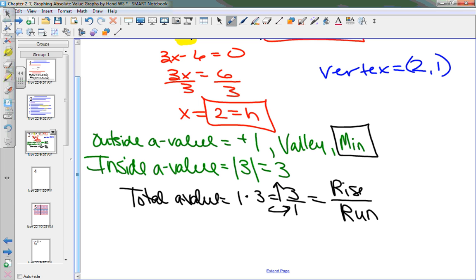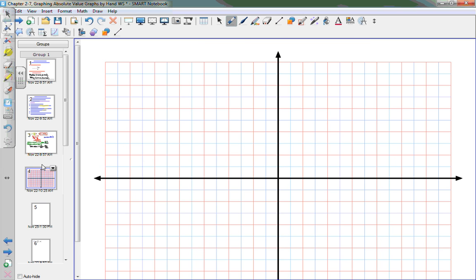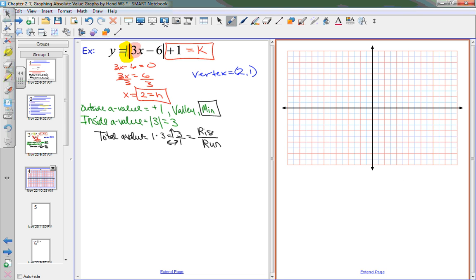Go left and right. So I'm going to come over here to my lovely little graph, and I'm going to graph this. And what point do I start off graphing? I'm going to graph point 2, 1. There's 2, there's the point 1. Is that a min or a max? It's going to be a min.